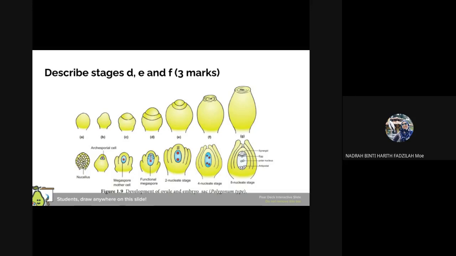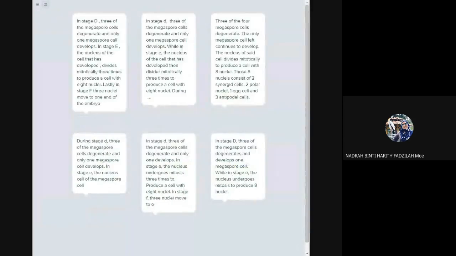Kalau nak cerita sampai G, biasanya markah dia ialah 6 hingga 7 markah lah. Sebab kita kena cerita mitosis lagi sekali, lepas tu kita kena cerita siapa yang jadi sinergik, siapa jadi egg cell, siapa jadi polar nucleus, siapa jadi antipodal. So markah dia biasanya dekat situ dah sampai 5 ke 6 markah lah. So ini 3 markah saja soalan ni sebab kita nak sampai F saja.